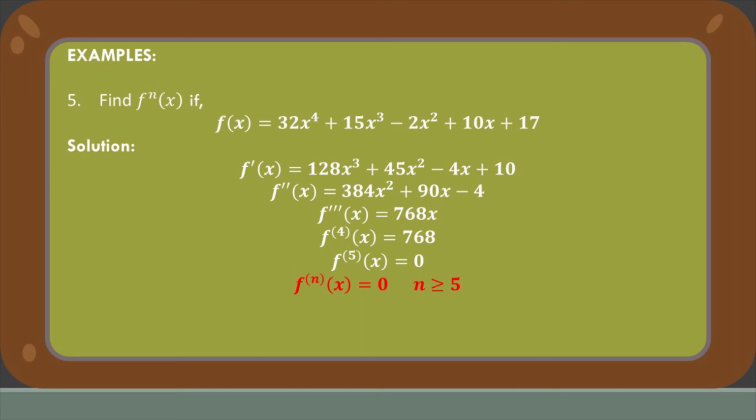And for the third derivative, we have 768x. And for the fourth derivative, we have 768. And for the fifth derivative of the function, we have 0. The nth derivative of the function equals 0, where n is greater than or equal to 5.